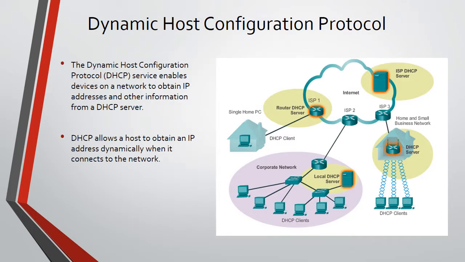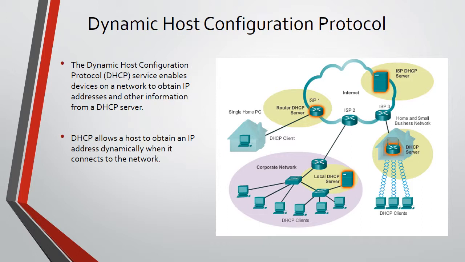Dynamic Host Configuration Protocol, DHCP. The Dynamic Host Configuration Protocol service enables devices on a network to obtain IP addresses and other information from a DHCP server. DHCP allows a host to obtain an IP address dynamically when it connects to a network. On larger local networks, or where the user population changes frequently, DHCP is preferred for address assignment.